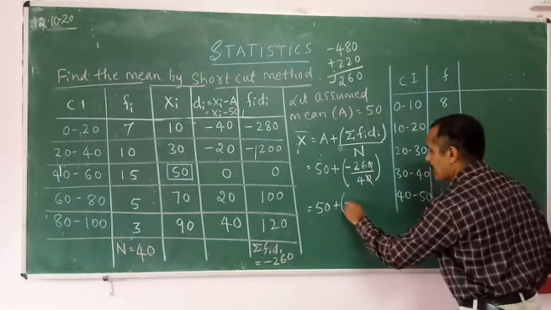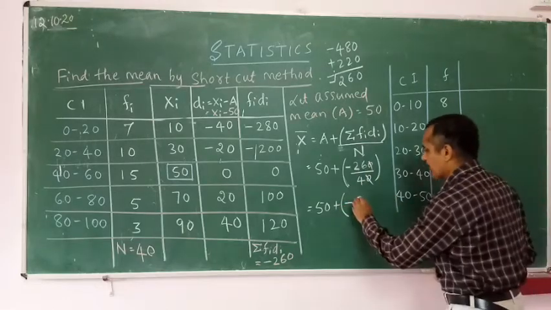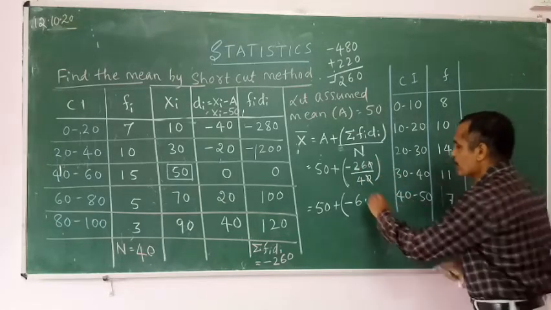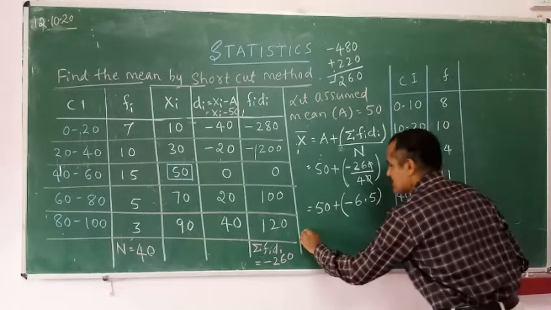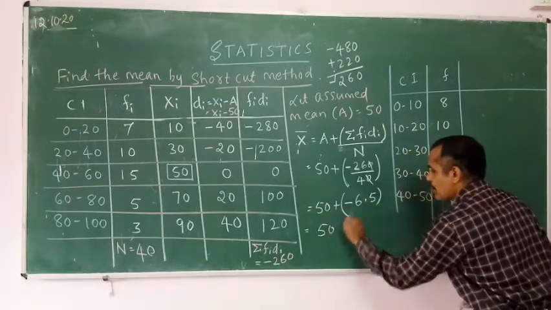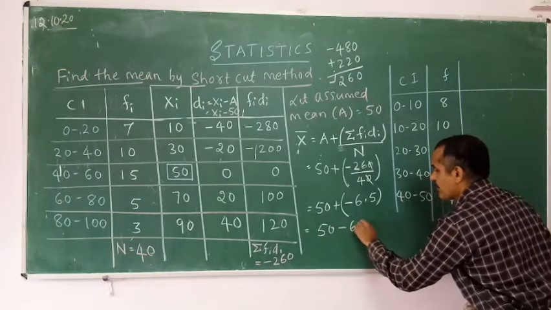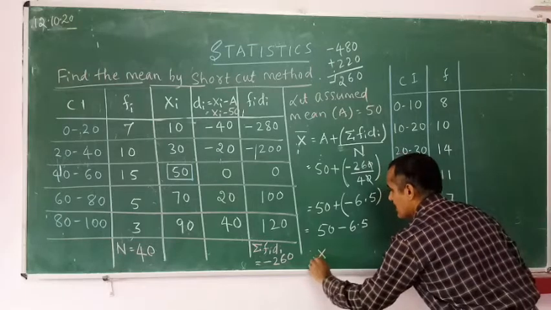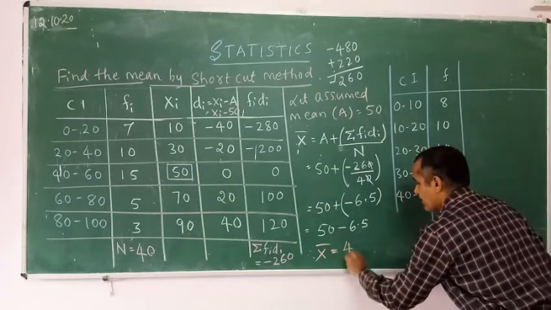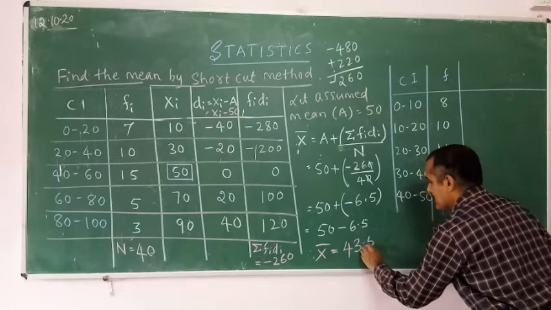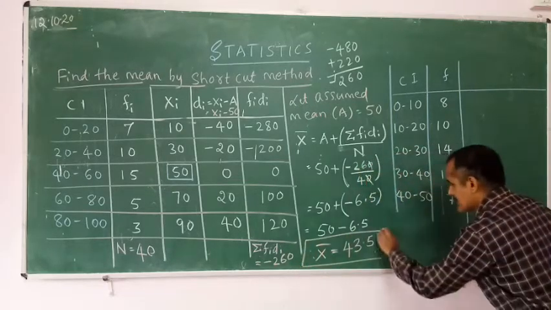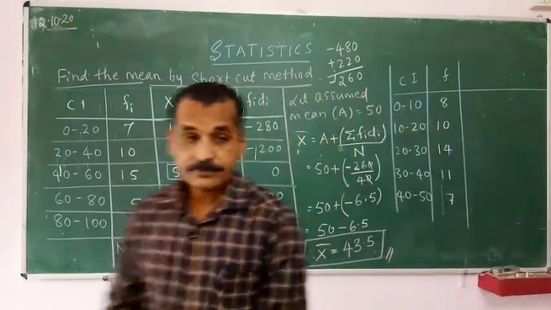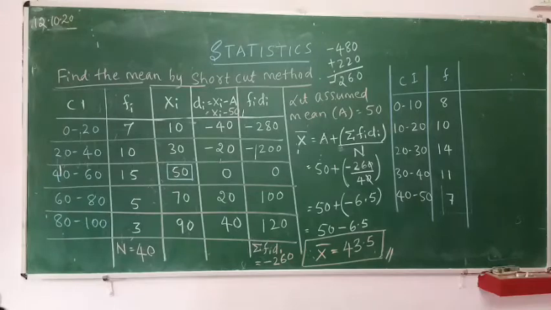Gets cancelled, minus 4 6 are 24, 24 2 20, 4 5 are 20. It is 50 plus minus 6.5. That gives you, therefore x bar is equals to 43.5. That is the answer. Look at the students, this is how the problem can be solved.